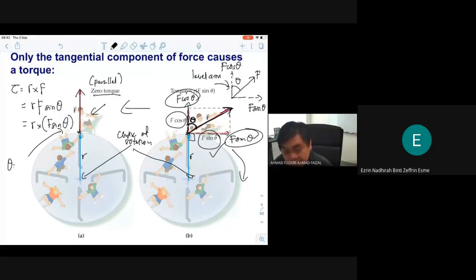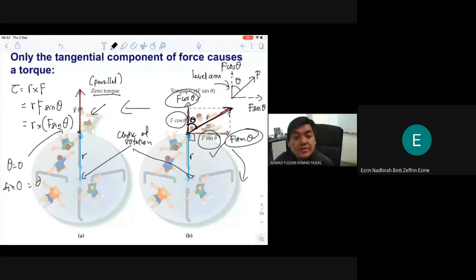Masukkan theta 0 dekat situ. If the theta is 0, what happens is sine 0 equals 0. So definitely the top will be 0. But if you put the sine theta like this, that means theta equals 90 degrees. So sine 90 degrees will be 1, which means the maximum theta.